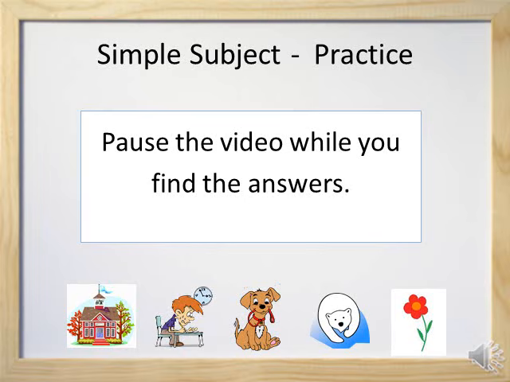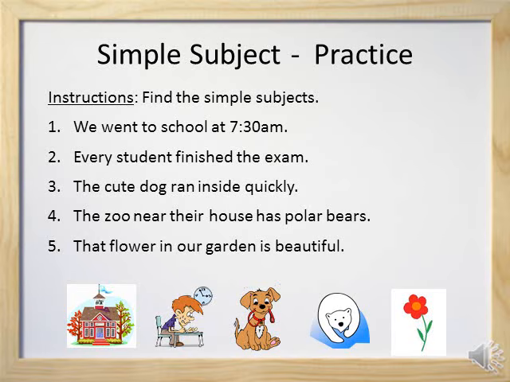Are you ready to check your answers? Let's check. Number 1. We went to school at 7:30 a.m. First, let's identify the action of the sentence, and then we can identify the simple subject that did the action. What's the action word of this sentence? The action word is went. Who or what did that action? We. We is the simple subject of this sentence.